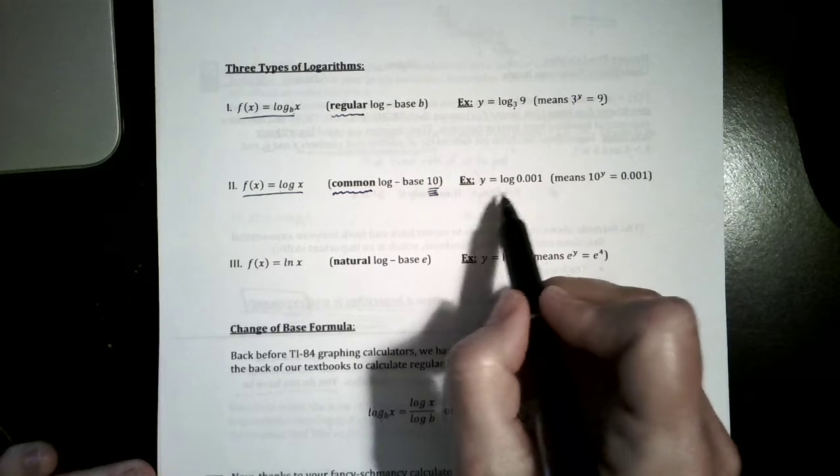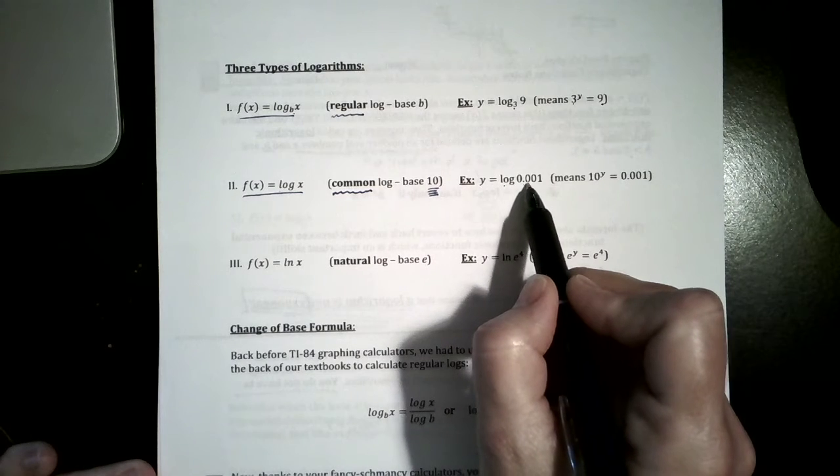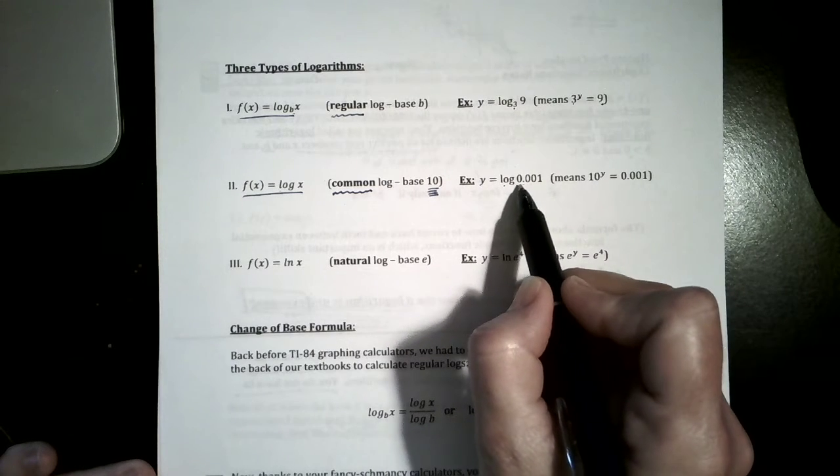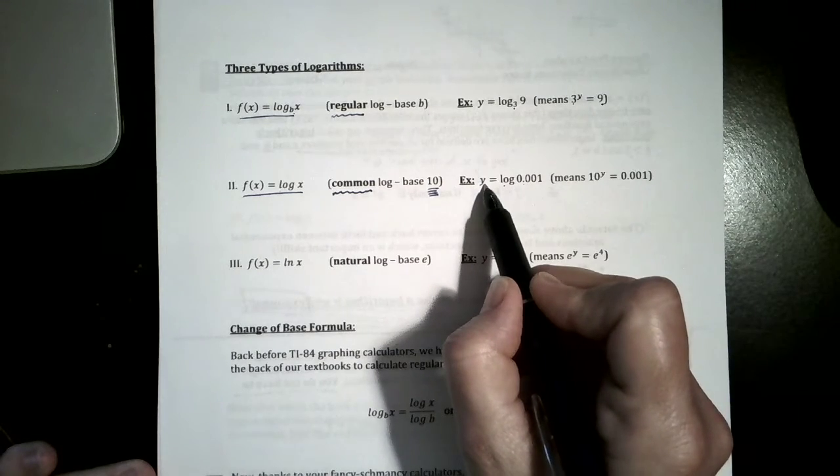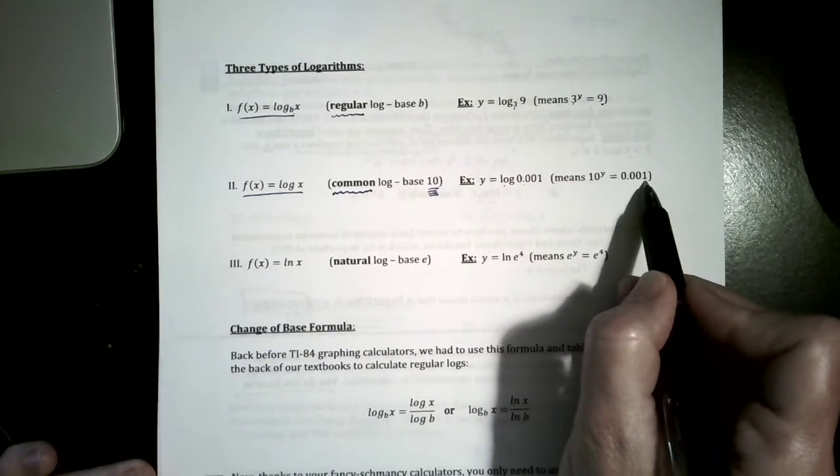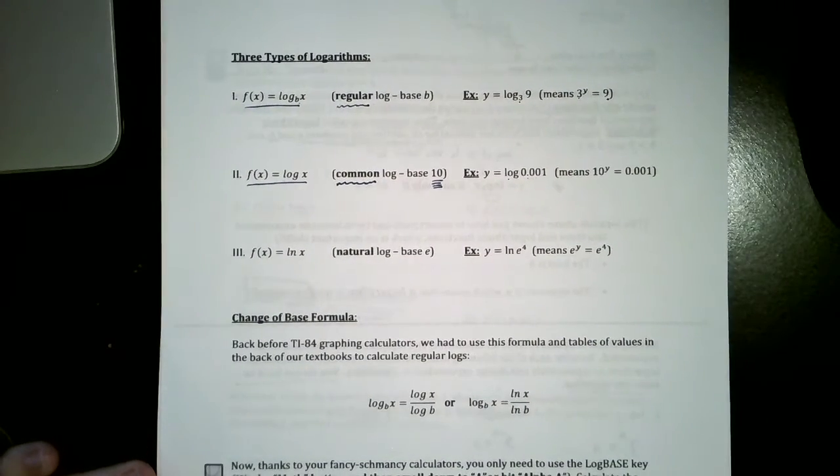Okay, so if you see y equals the log of 0.001, that means that 10, your invisible base there, raised to the y power, is equal to 0.001. Again, we're not going to worry about solving that yet. We'll talk about how to do that later.